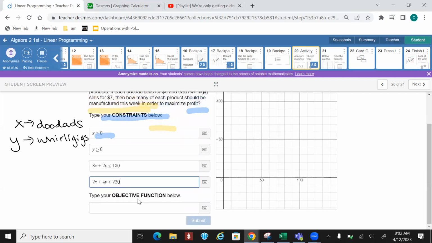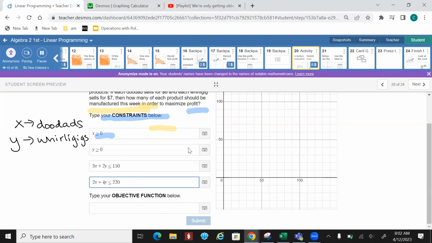Now they say down here at the bottom, type your objective function. This is going to talk about profits. This is talking about how much they're going to sell these for to make something. When they say maximizing profit, that's going to be our objective function because our objective is to make money. Does that make sense? Okay.